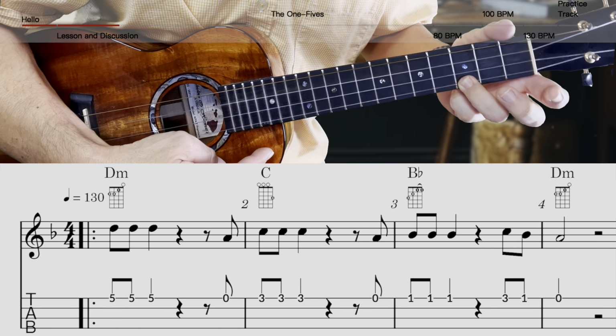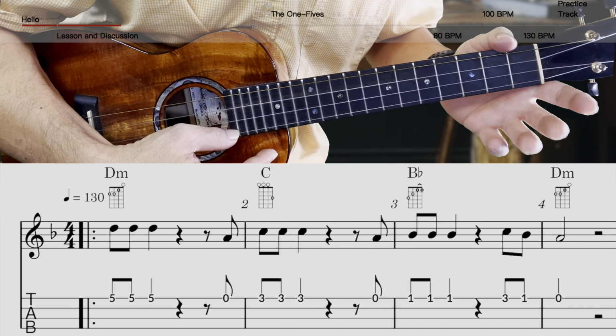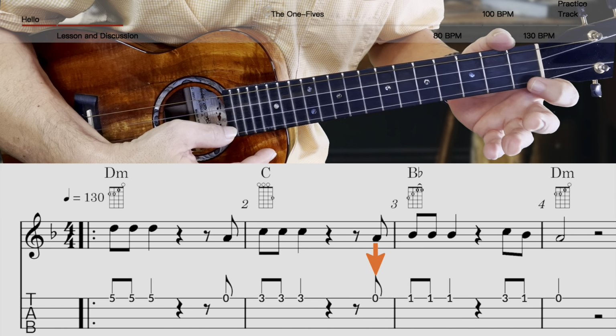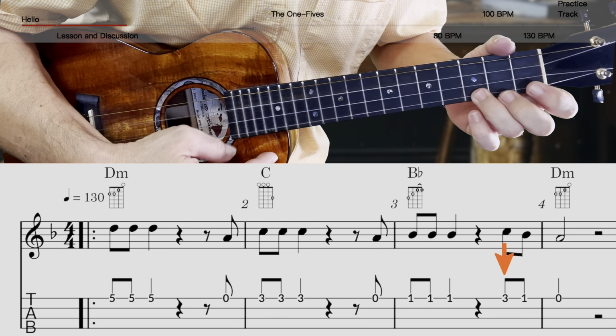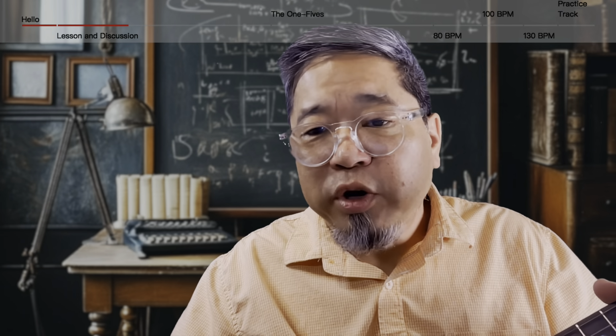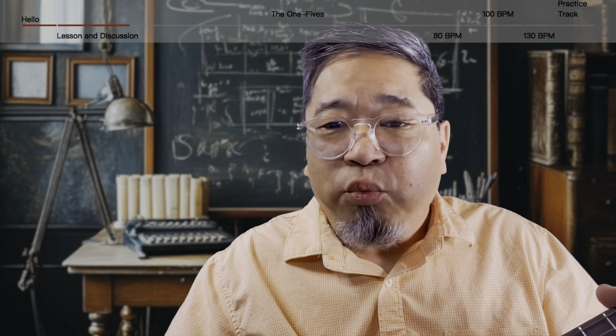Notice that my ring finger is in the 3rd fret. Now we go 0, again, 1, 1, 1. Then 3, 1, 0. So this is all pretty basic stuff. You already understand how to read tab.